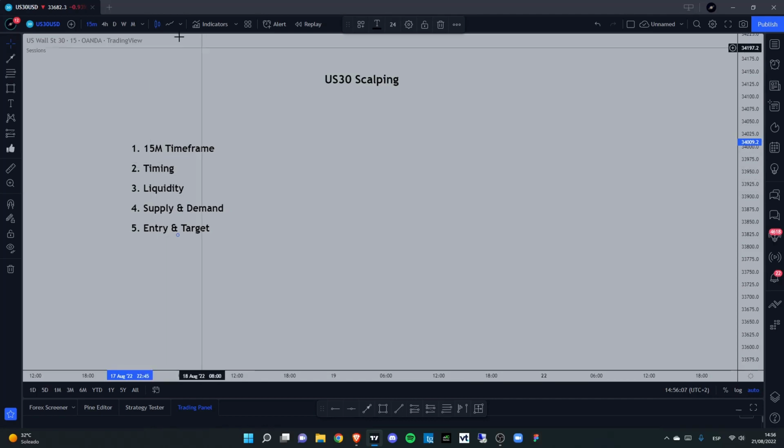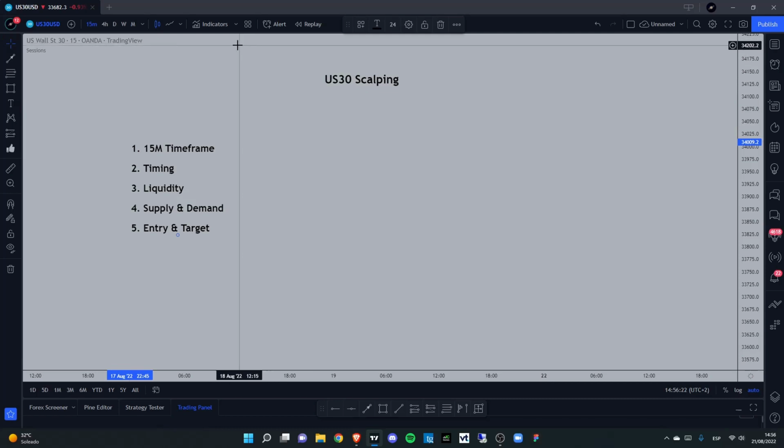Second thing is timing. As you already know, US30 obviously is a US market, so timing is very important. You shouldn't be focusing too much on the London session. Basically, this pair, the US30, is something that you can trade only during the New York session.